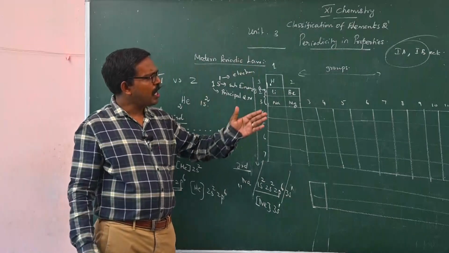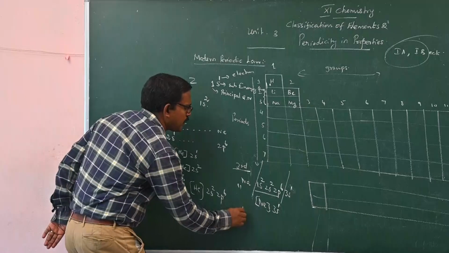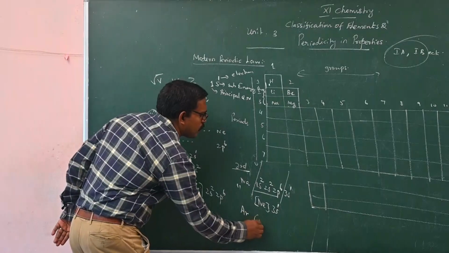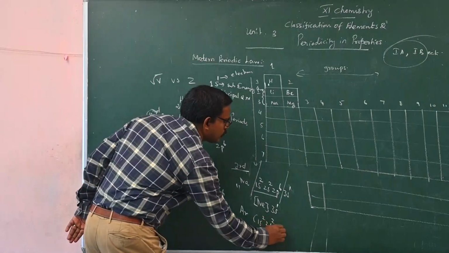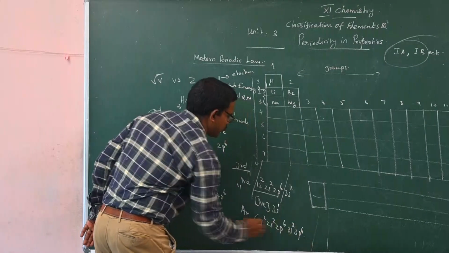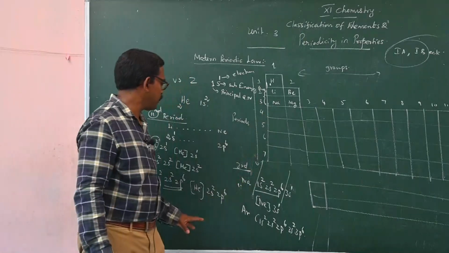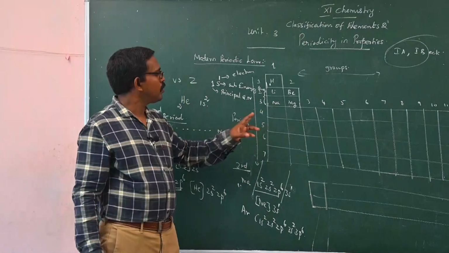Up to argon, the electronic configuration of argon is 1s2, 2s2, 2p6, 3s2, 3p6. So this is the electronic configuration of argon.